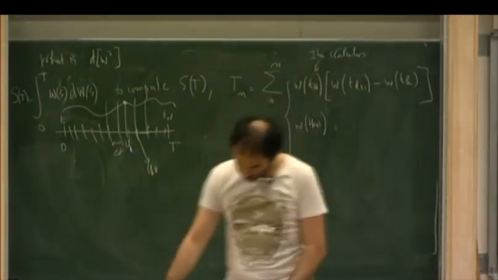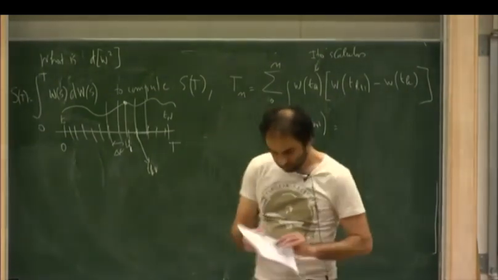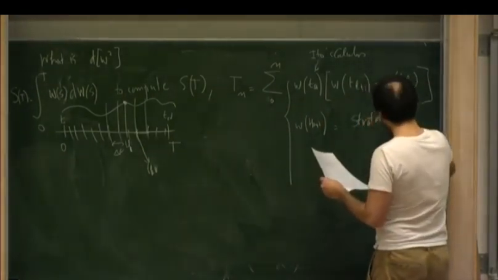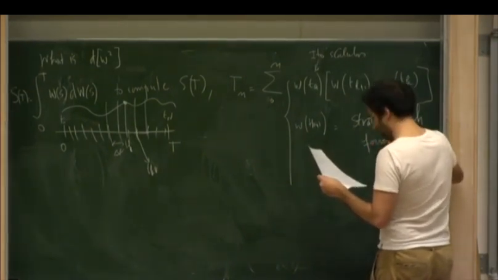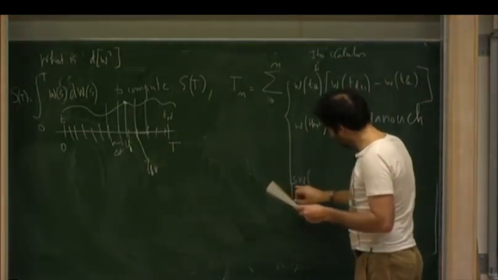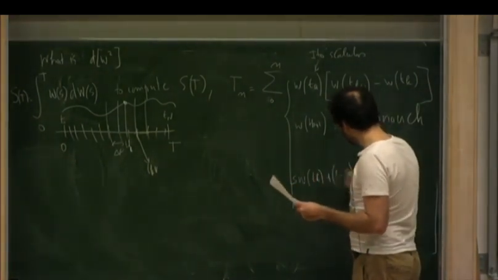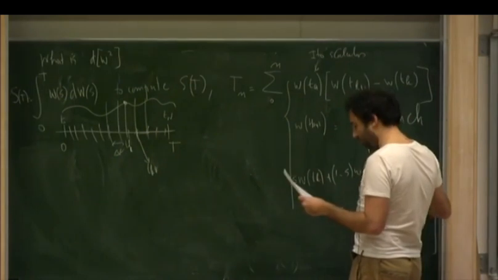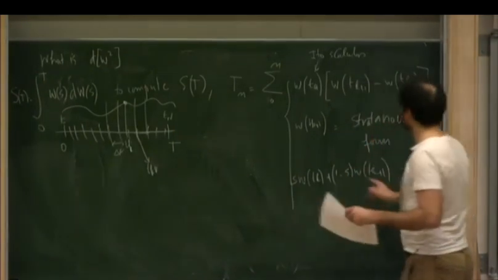The paper. This is called the Stratonovich form. And you can also have any convex combination: S omega tk plus 1 minus S omega tk plus 1. So for example, for S equal 1/2, you have also a form which actually gives the classical integral.